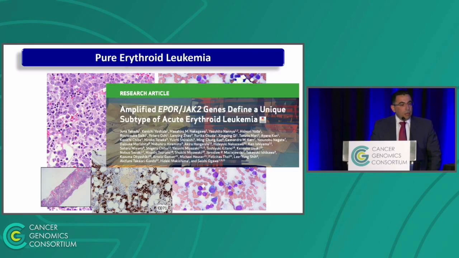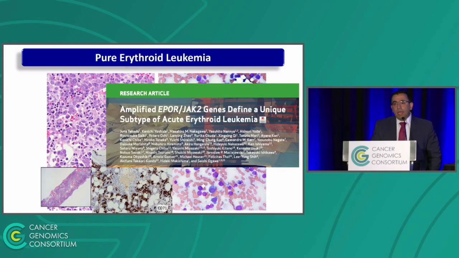This is a study that appeared recently. It's by Dr. Ogawa's group from Japan, showing that amplification of the erythropoietin receptor and JAK2 define a unique subtype of acute erythroid leukemia. Again, all of which pretty much have one or more p53 alterations. And that these EPOR and JAK2 gene amplifications actually seem to correlate, at least in their study, with sensitivity to tyrosine kinase inhibition, such as with ruxolitinib.